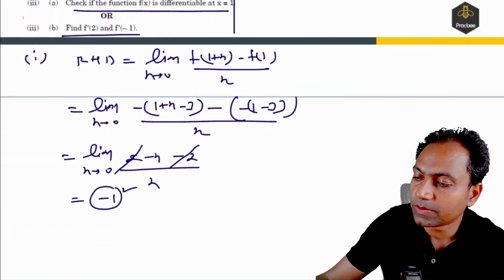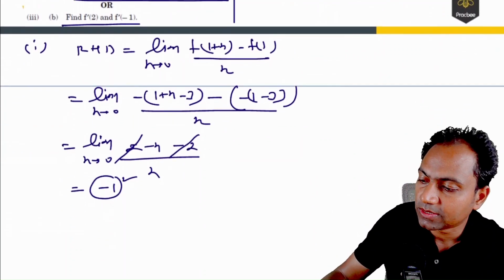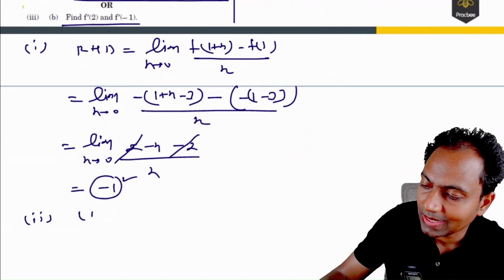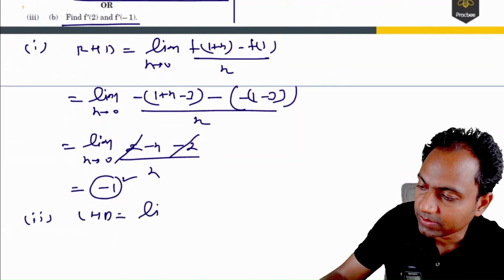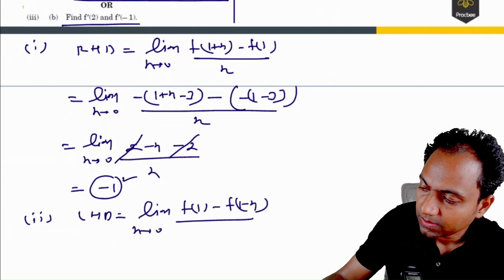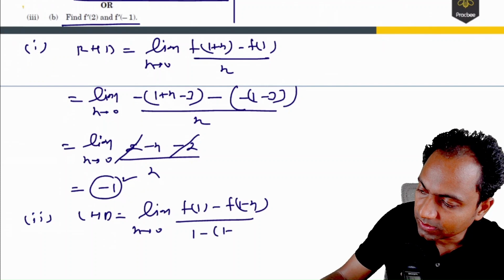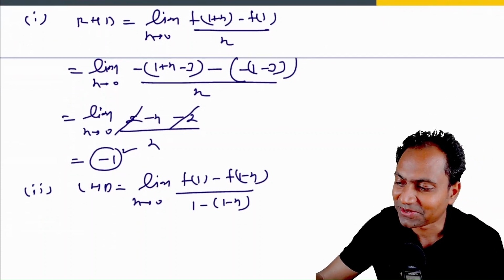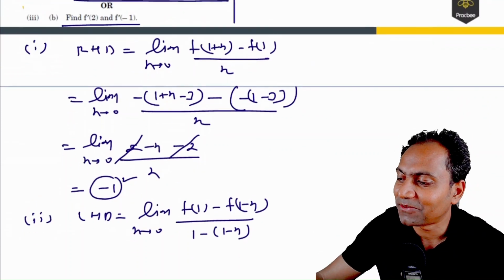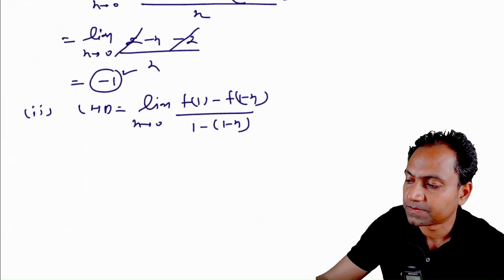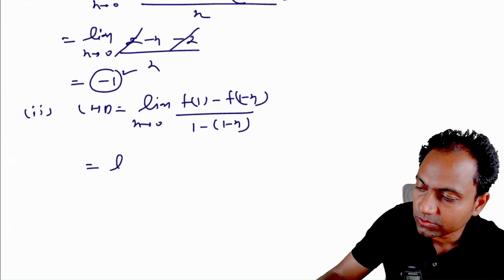If I look into part 2, what they are asking is the value of LHD. So now let us see how to find the LHD of this function. LHD is nothing but limit h tends to 0, f of 1 minus f of 1 minus h, by 1 minus 1 minus h. If you write it in this manner, it is very simple to remember and write also. Now the value of the function at 1, we have already figured out. So let us find that value.